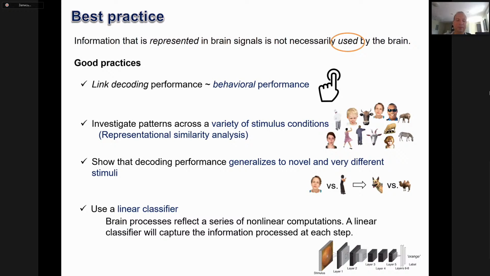And as I mentioned before, it's also a good idea to use a linear classifier. Though I think the previous points are even more important, to link with behavior, for example, and to use a lot of stimuli. This really points to us that what we extract is information that is really used by the brain, and we get a glimpse of the cognitive processing in the brain.